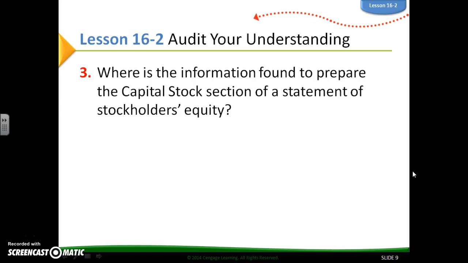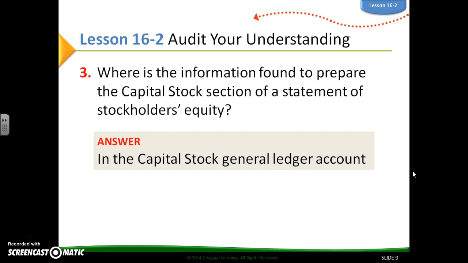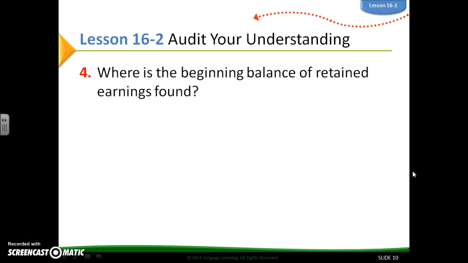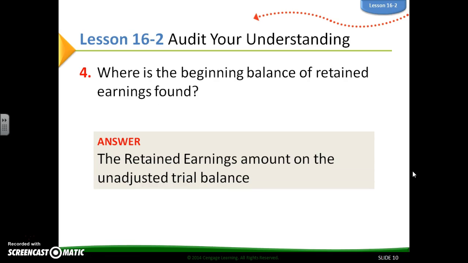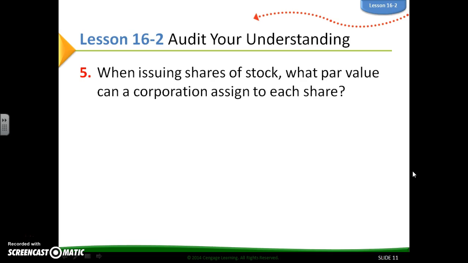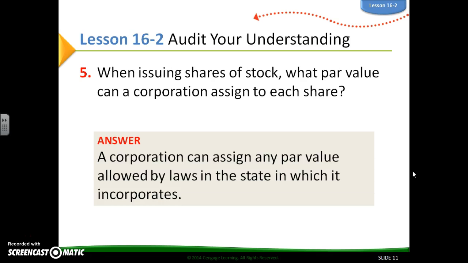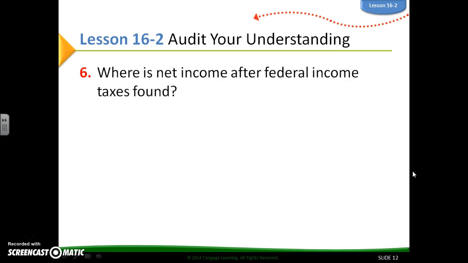Where do we find the information to actually prepare that capital stock section? It's going to be in the general ledger account for capital stock. The beginning balance for retained earnings, we're going to find that on our unadjusted trial balance. And then when we actually issue shares of stock, what par value is the corporation going to assign? Anything they want, as long as it's allowed by the state where they're incorporated. Different states, different rules. Where is net income after federal income tax going to be found? And we just did this in the last chapter. That's going to be on the income statement.